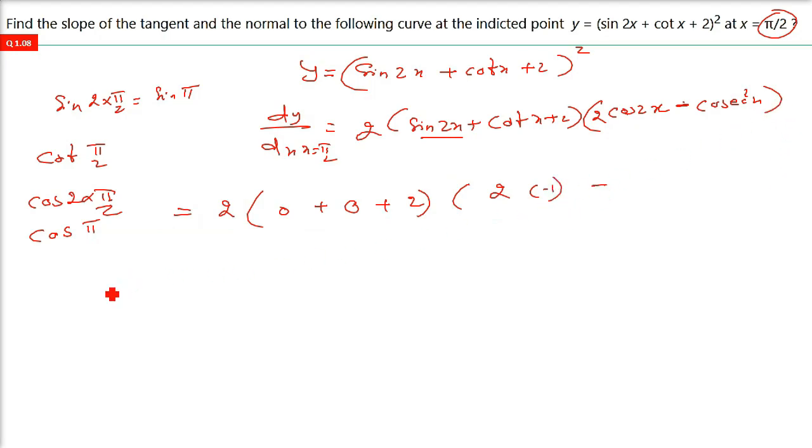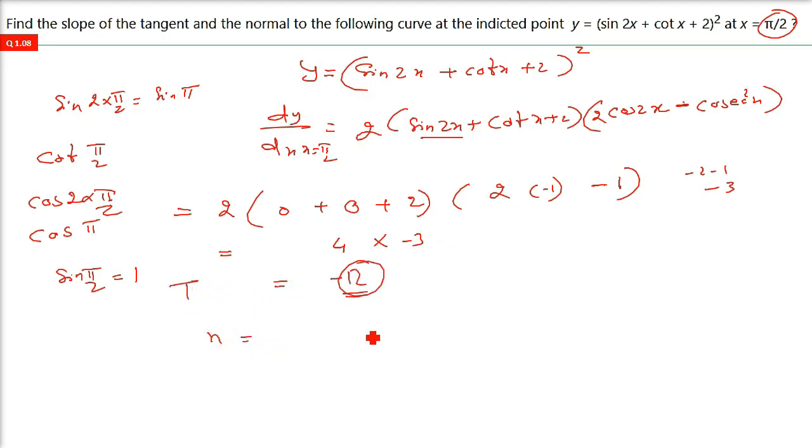Now we know that sin pi is 0, and what will be the value of cosec pi by 2? We have to find the value of sin pi by 2, then we can invert it. It's 1 only. Compute this, multiply this. So this is going to come as 4 into negative 3, that is minus 12. So this is negative 12. The tangent slope is negative 12. The normal is minus 1 divided by this negative 12, and that will give you 1 by 12. This is the whole procedure you have to follow.